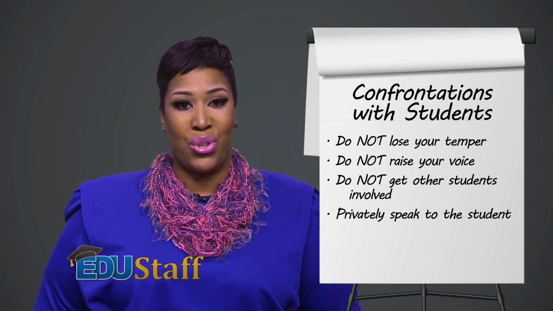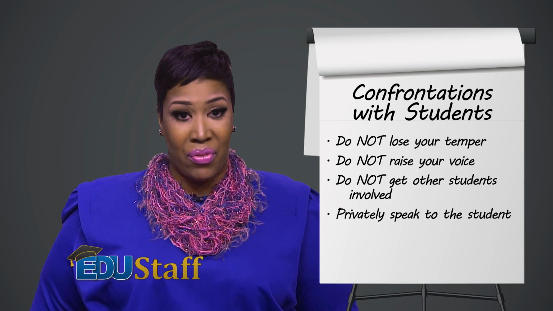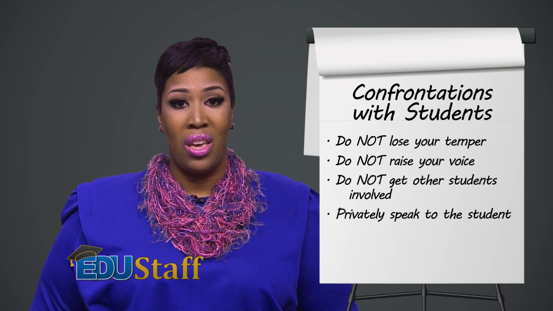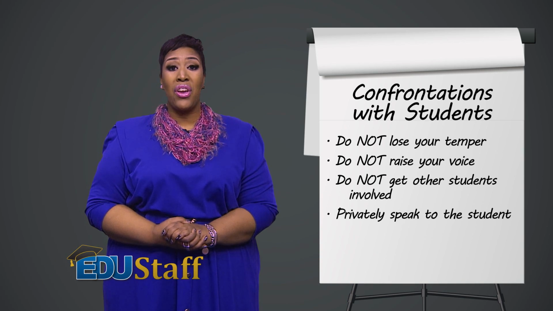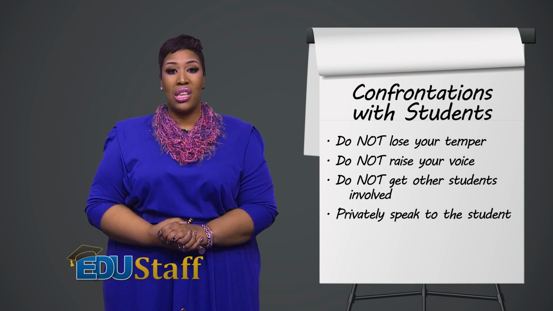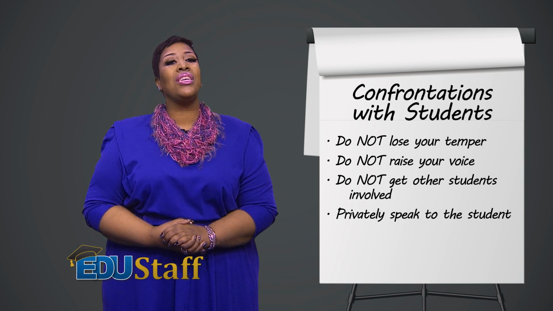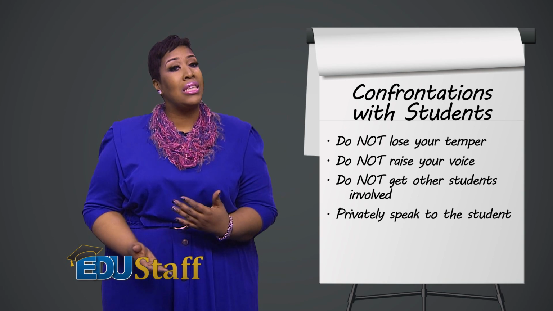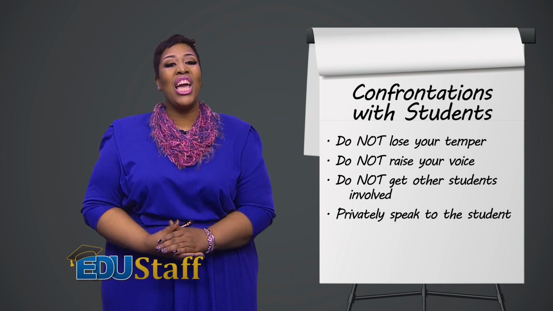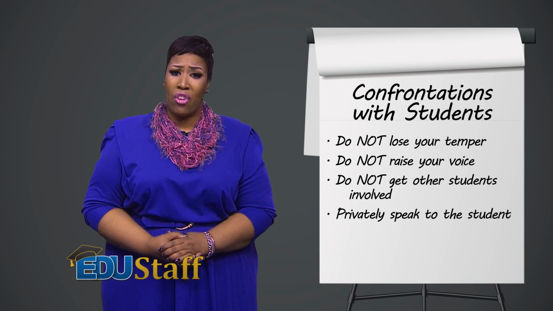Privately speak to the student. Ask the confrontational student to step outside of the classroom to speak with you. When you remove the audience, you can talk to the student about their issue and come to a resolution before the issue gets out of hand. Be sure to validate the student's issues or concerns and restate or paraphrase in your own words what the student shared to let the student know you have heard their concerns or issues.